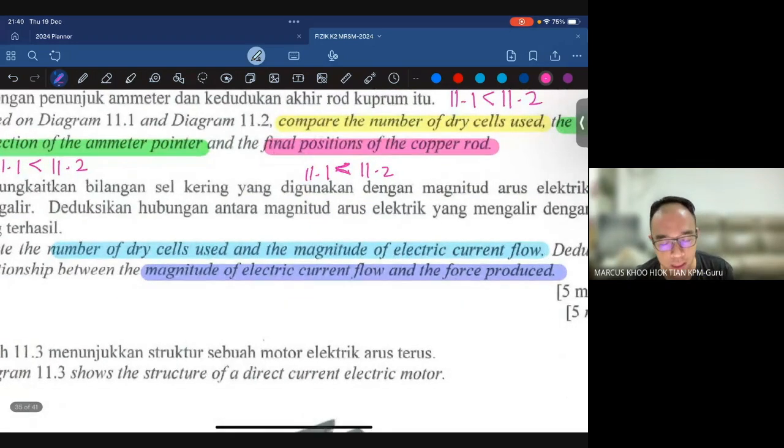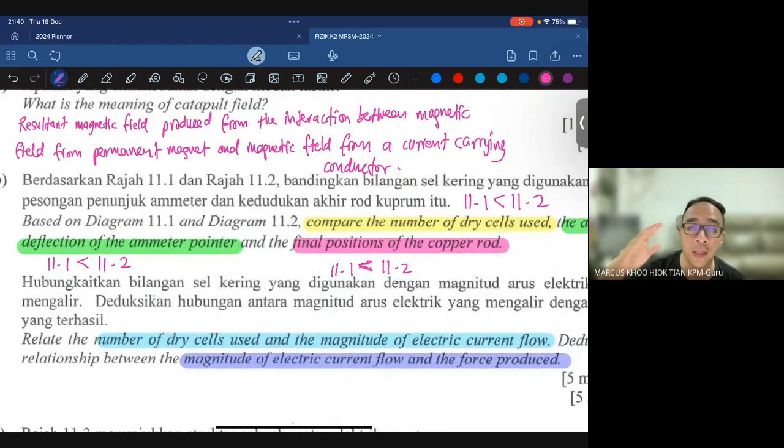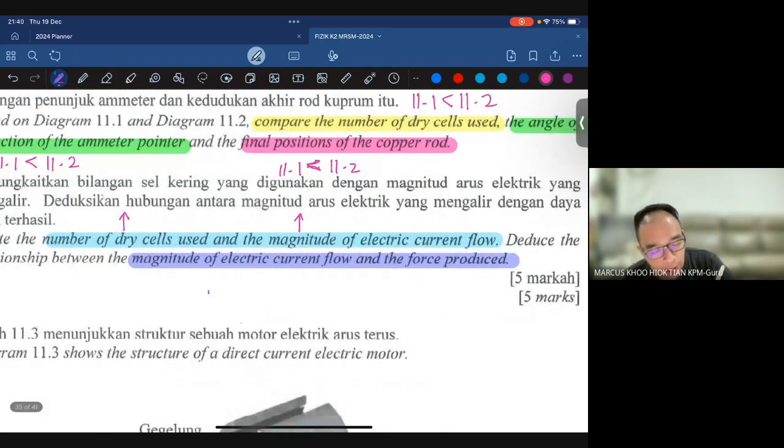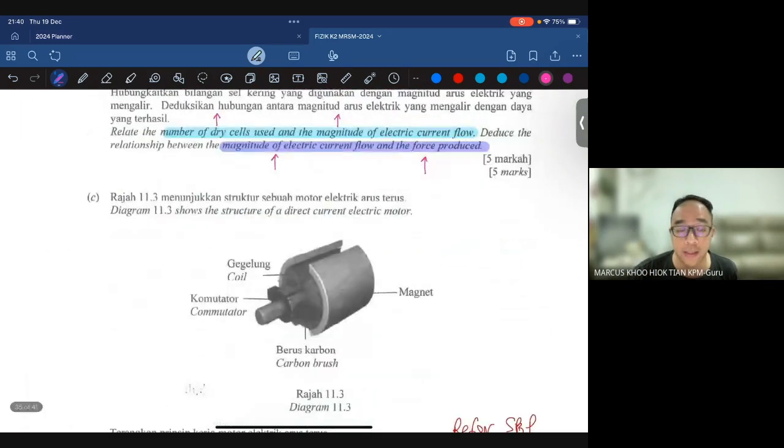The number of dry cells, relationship now. Number of dry cells and magnitude. Semua comparison kita 11.1 kurang dari 11.2. So everything is directly proportional. The bigger the number of dry cells, the bigger the magnitude of current flow. And the bigger the magnitude of current flow, the bigger the force produced. This is a very simple comparison. I'm probably overselling this.